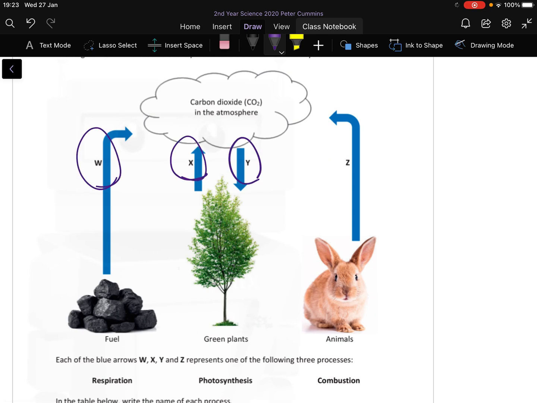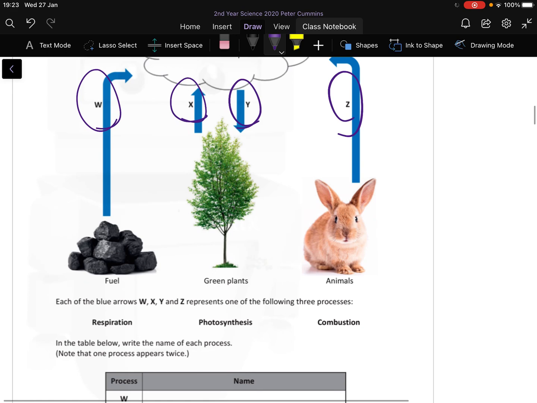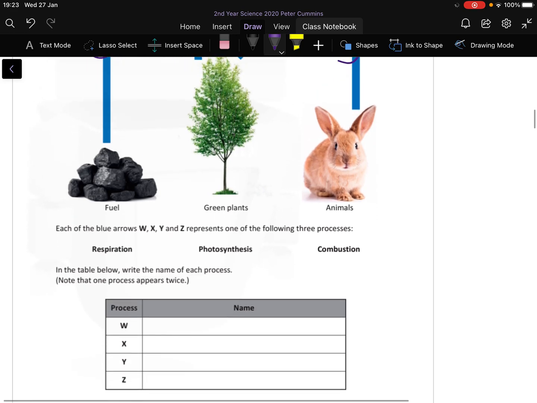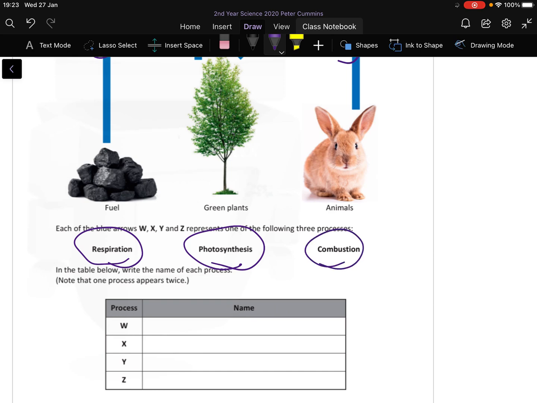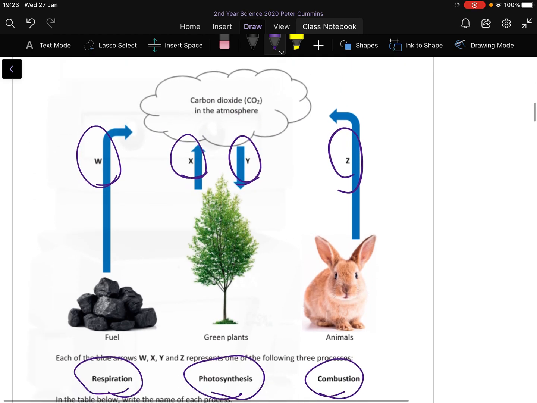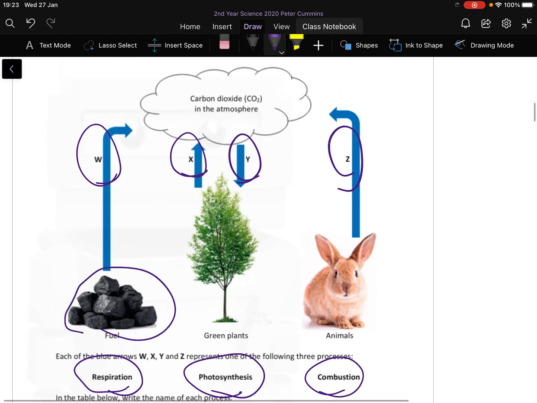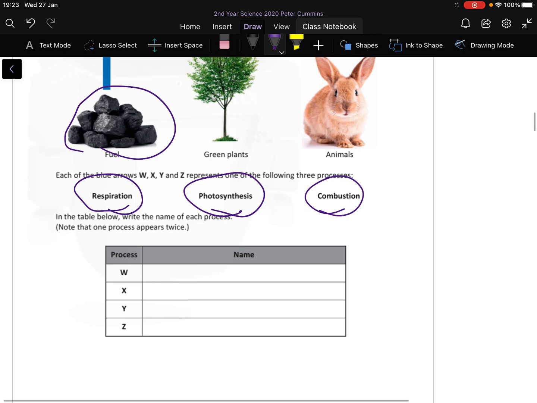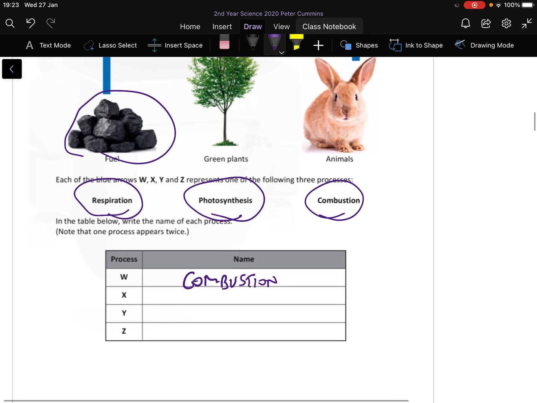Another one on the carbon cycle. So we have in here W, X, Y, and Z to fill in. And we also have 3 words we can chuck in: respiration, photosynthesis, and combustion. So what do they ask us to do? In the table below, write the name of each process. So W is going from coal up to the atmosphere. So that's going to be combustion, so burning something.